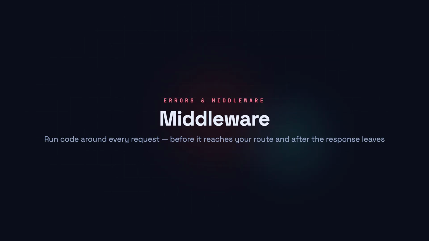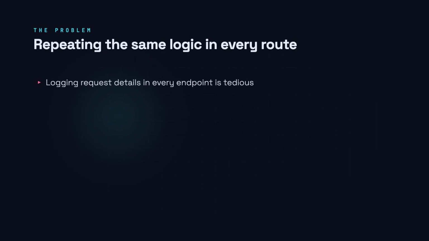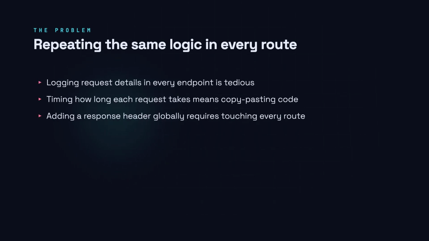Imagine you want to log every incoming request, or measure how long each one takes, or stamp every response with a custom header. You could add that code to every single route function, but that is exactly the kind of repetition that makes code bases painful to maintain. You need a single place to intercept every request without touching your individual route handlers.